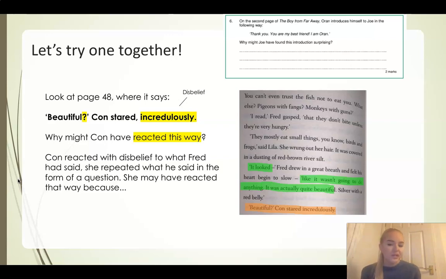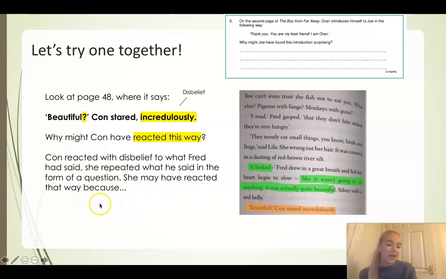And the first way we want to scaffold it is by actually saying how she reacted. So I've changed the wording a bit here, but I've still answered the first part of the question. So I've started by saying, Con reacted with disbelief. So I am stating how Con reacted to what Fred has said. She repeated what he said in the form of a question. She may have reacted that way because.